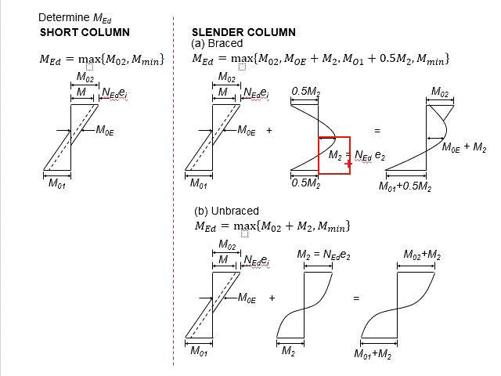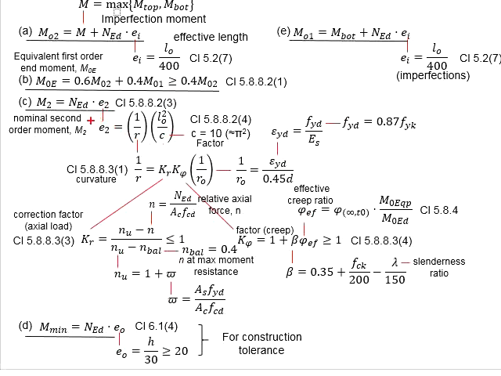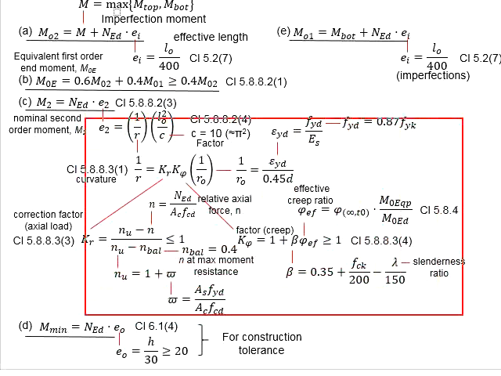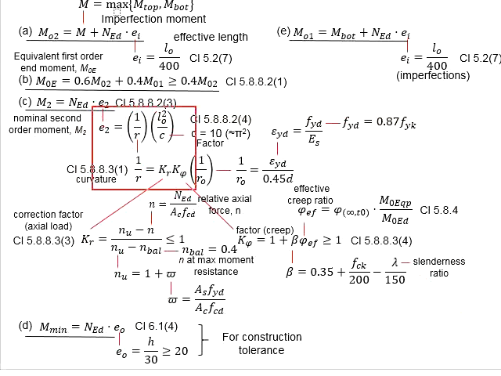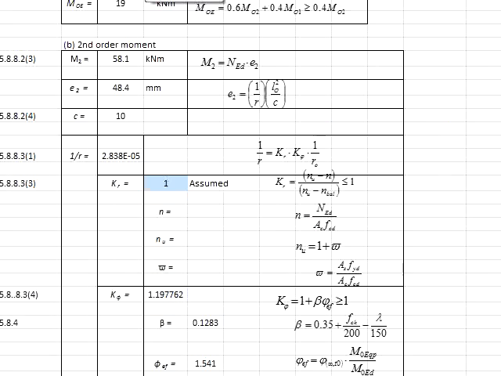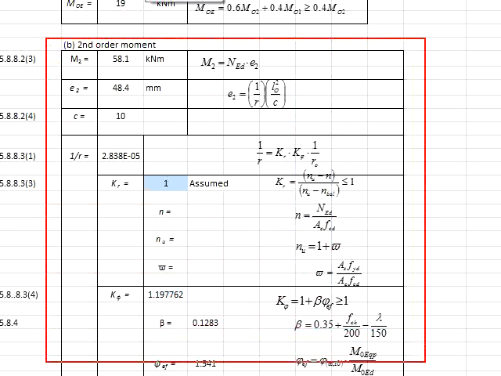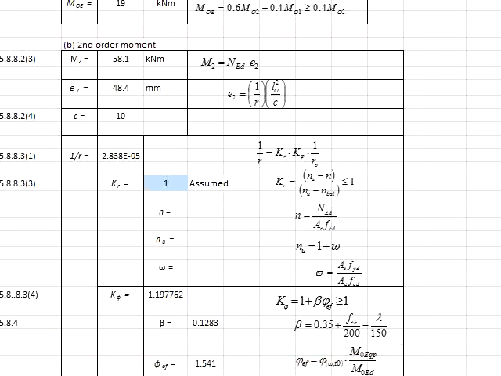The M2 is given by the formula of NED times E2, where the E2 is given by these formulas. The calculation is rather lengthy. We shall look into them one by one as listed in the spreadsheet here. For you to compute the M2, you need E2. However, for you to compute the E2 here, you need this formula.